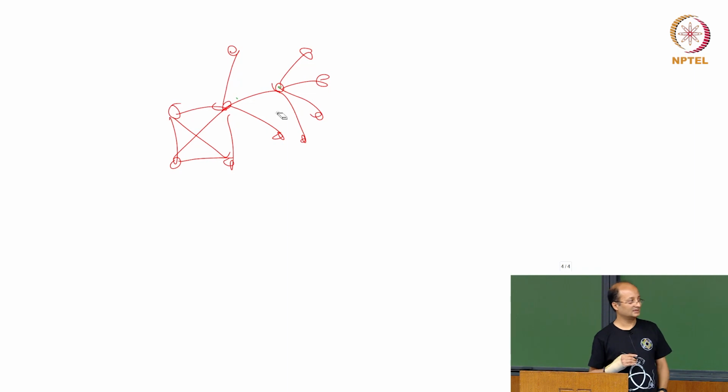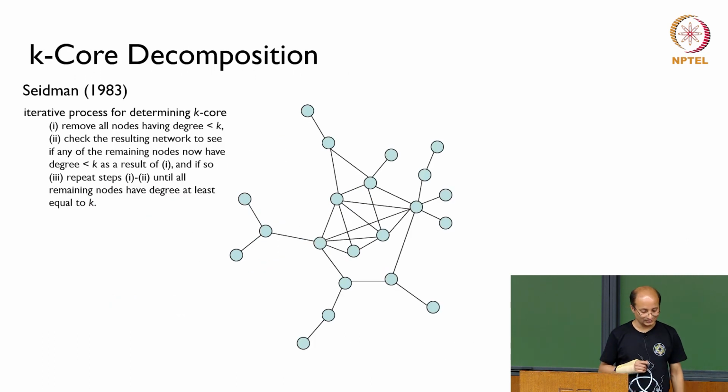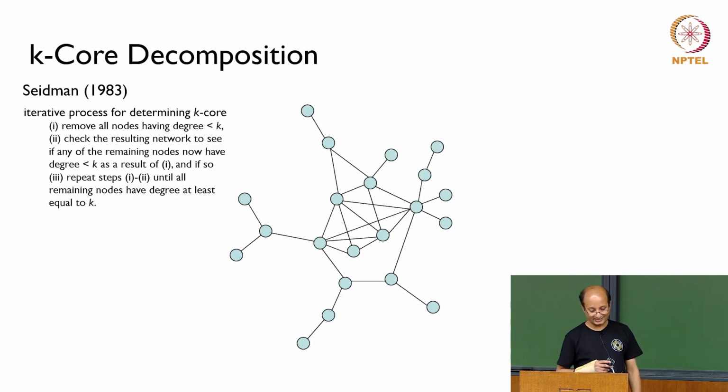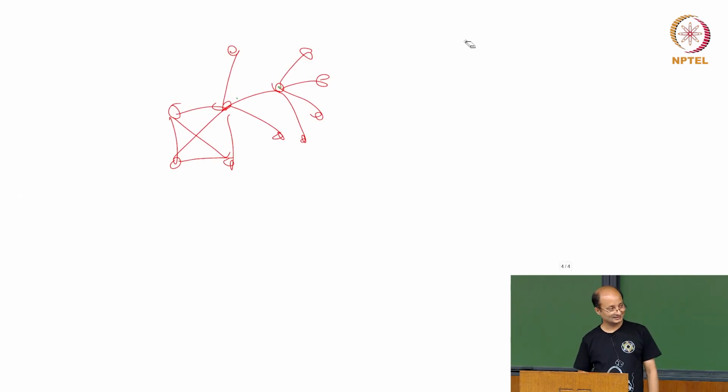So first, in order to find the 1-core, by the way, what is the 1-core for this? Can any of you say? Again, let me remind you, what is the way to find the k-core? Remove all nodes having degree less than k, check the resulting network to see if any of the remaining nodes have degree less than k, and if so, repeat the steps until all remaining nodes have degree at least equal to k. So what will be the 1-core? The entire connected component, which is what I've drawn. Okay, so that's kind of trivial.